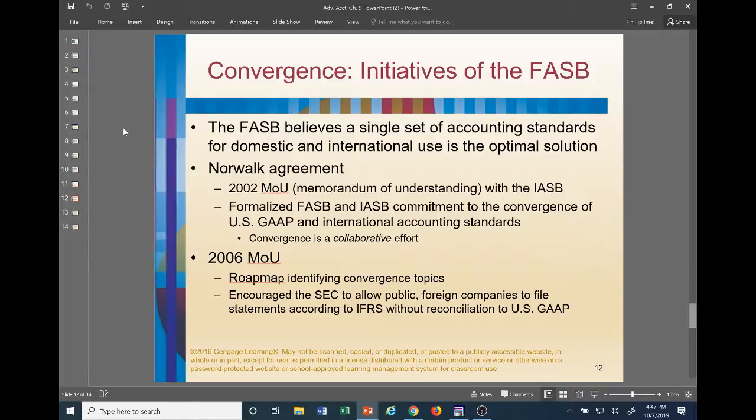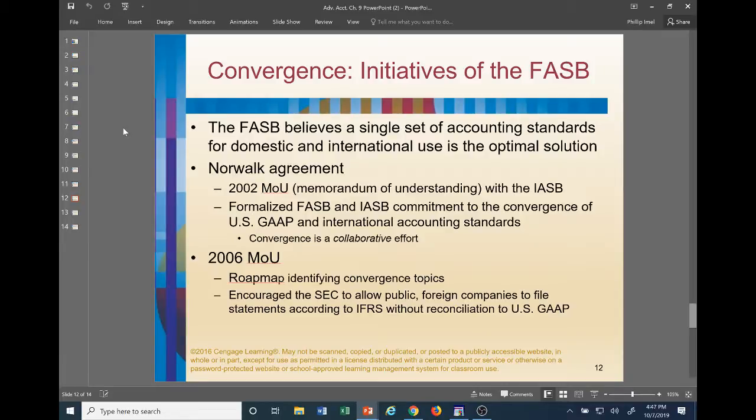Now in 2006, the FASB and the IASB published a memorandum of understanding that reaffirmed their mutual commitment. And it set forth a roadmap identifying convergence topics and encouraged the Securities and Exchange Commission, also known as the SEC, to allow public foreign companies to file statements according to IFRS without reconciliation to US GAAP. Now what's so huge about that is just because it's such a burdensome process to do so.